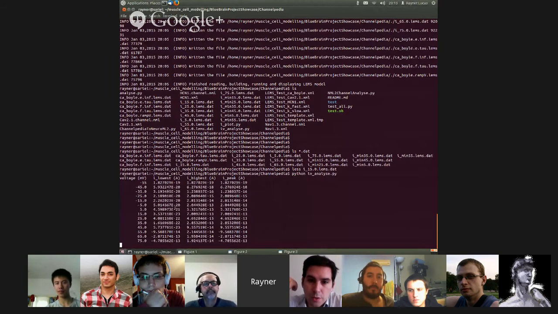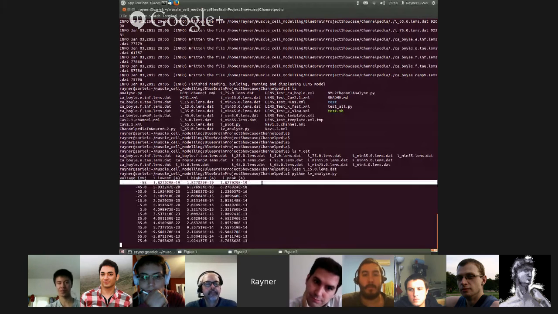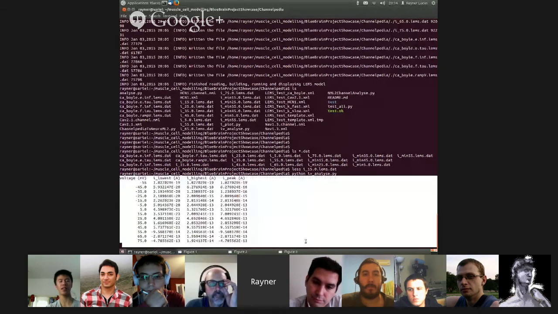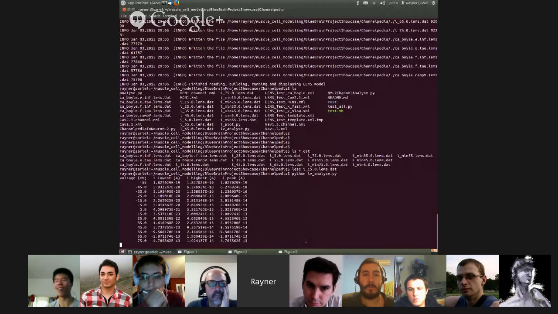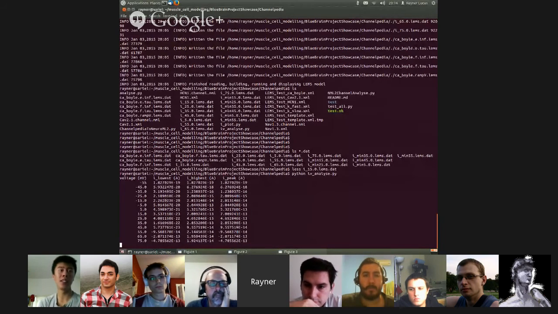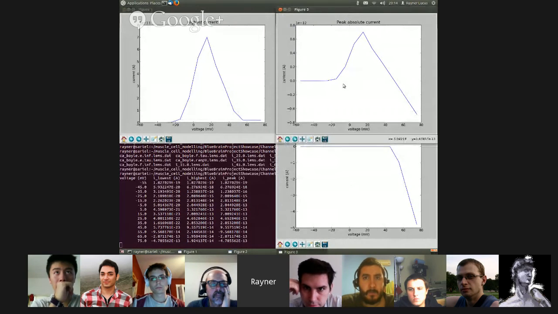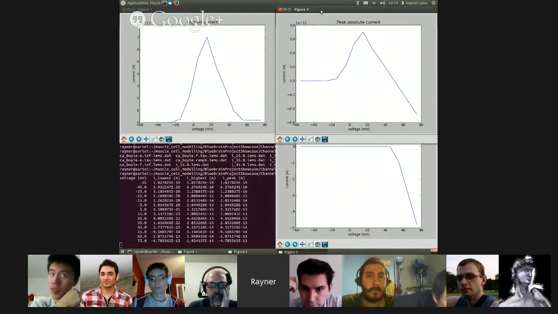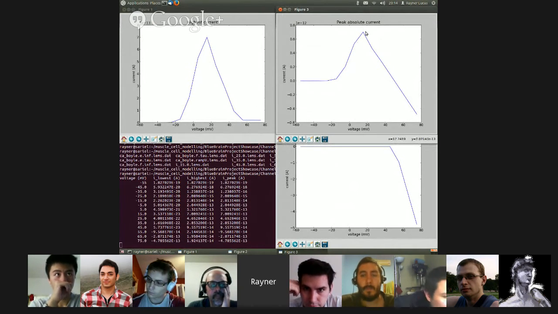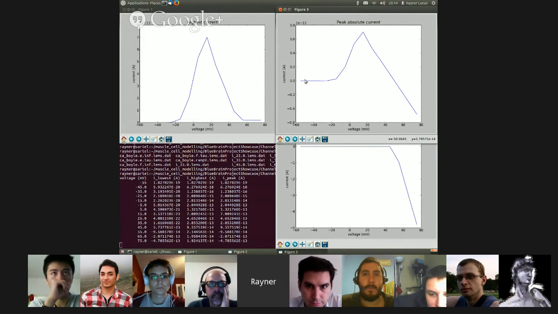So, going back to the graphs. My script just lists all of the peak voltage and peak current values, and plots the highest, lowest, and peak absolute current. And as this is the calcium channel, this is basically equivalent to figure 3C, I think it is, from the Boyle and Cohen paper. It's just upside down.